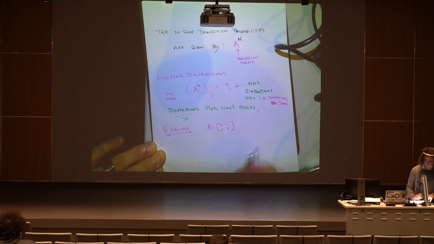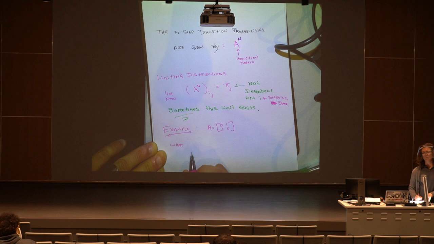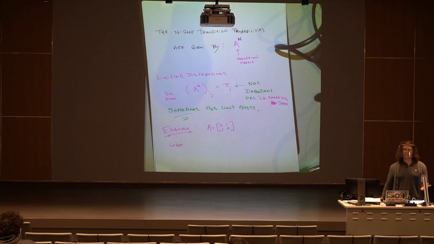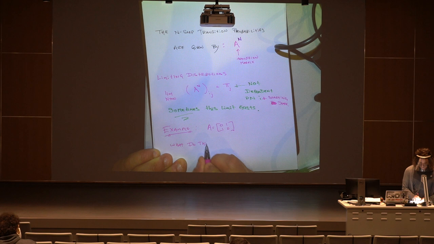So here's my Markov transition matrix. What do you think the stationary distribution is? We've already said the limiting distribution doesn't exist. It doesn't exist because we violate the periodic condition. But what do you think the stationary distribution should be?